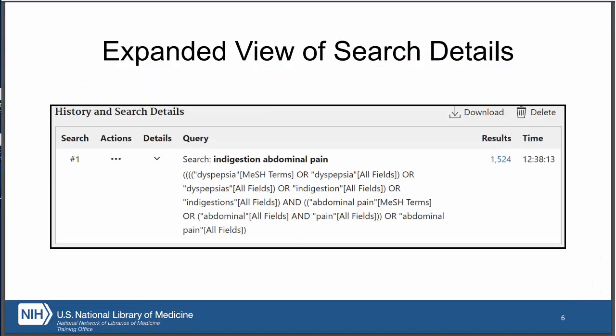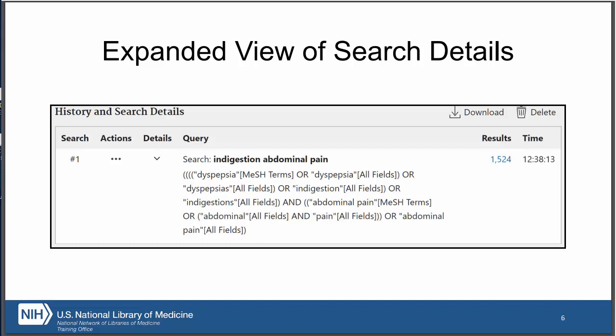This slide shows the complete view of search details. I entered 3 words, but as you can see in the search details, PubMed did more than just look for those 3 words, and that's ATM in action. So what do we see here? We see that indigestion mapped to dyspepsia, the MeSH term, and that will bring in Medline citations.